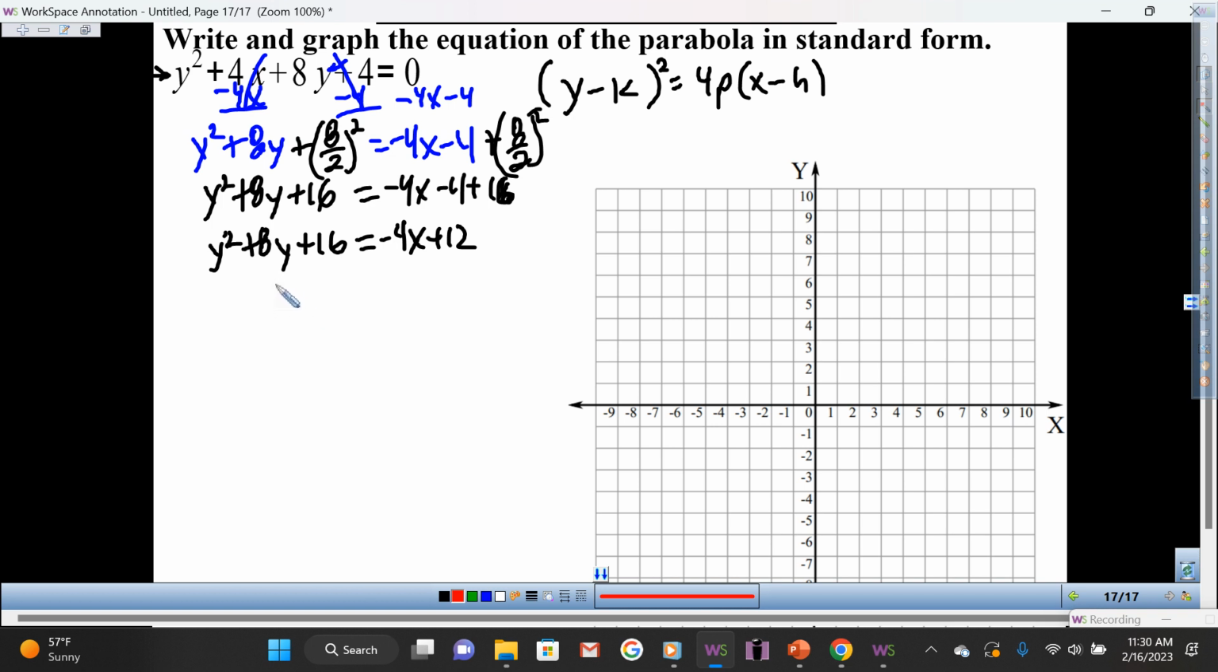Once again, tell your neighbor what to do, please, before Jaden shares out loud again. Factor. All right, so what are the factors?